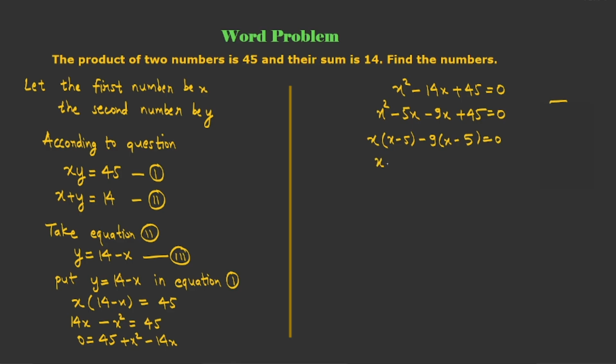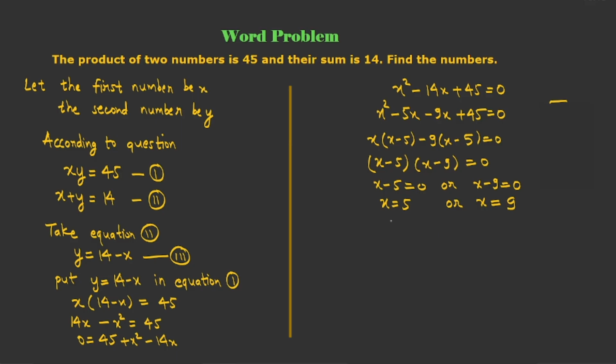So you will have x minus 5 as common into x minus 9 equal to 0. So x minus 5 equals 0 or x minus 9 equals 0. Whenever two numbers are multiplying and their product is 0, then either of the numbers is 0 or both are 0. Therefore we are taking x minus 5 equal to 0 or x minus 9 equals 0. So from here x is equal to 5 or x is equal to 9. As this is a quadratic equation, we have got two values.